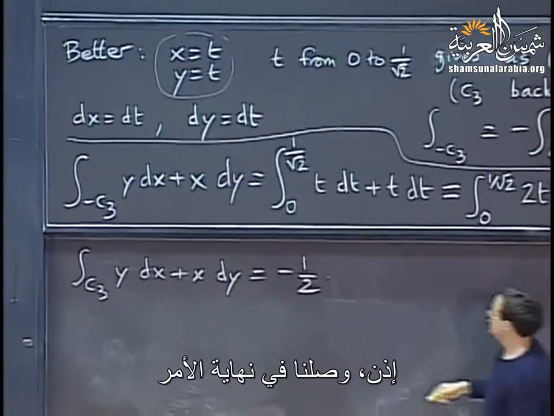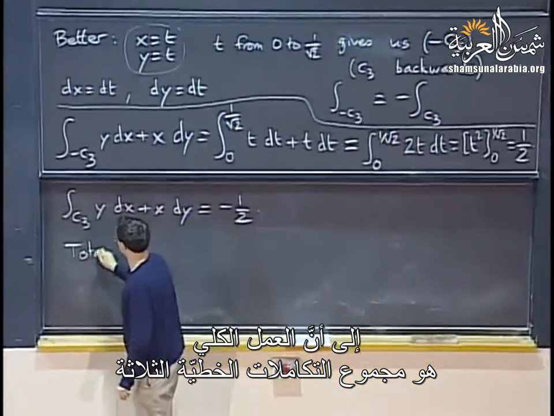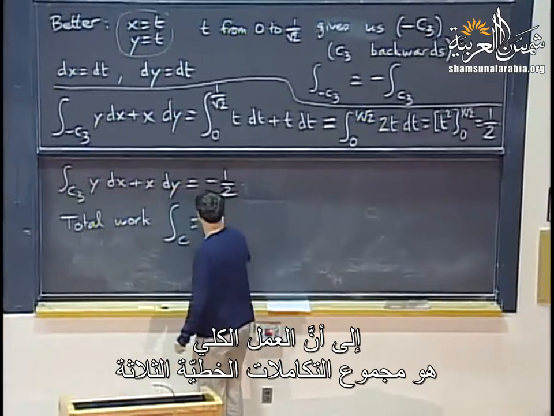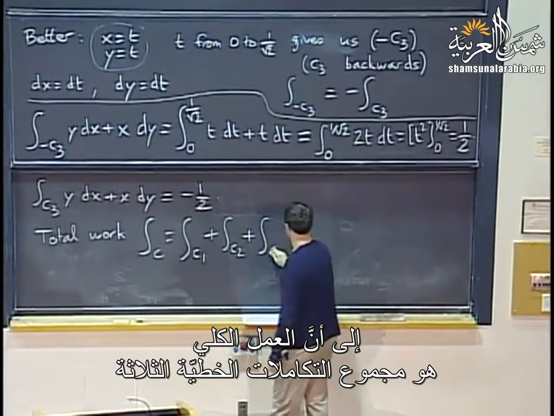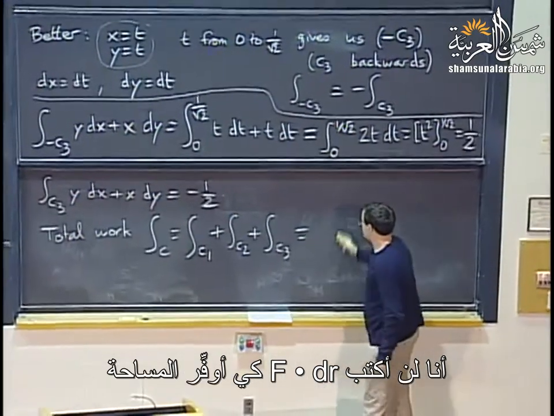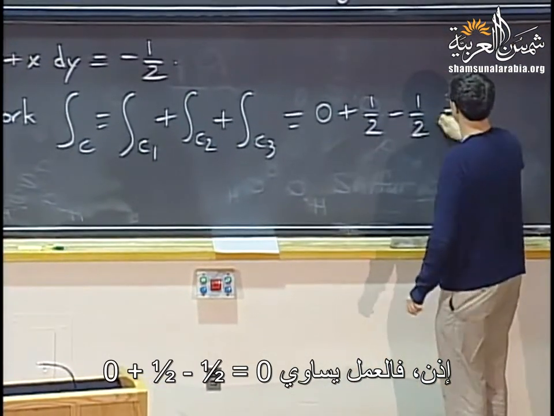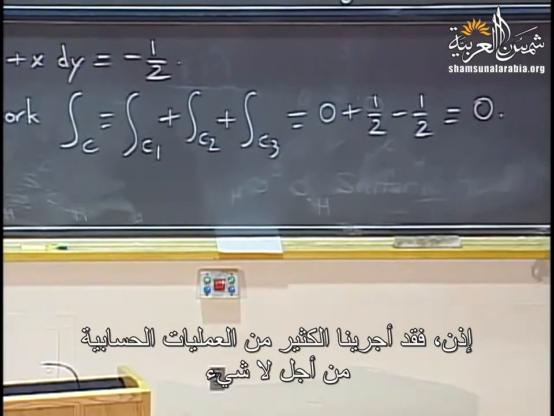So at the end, we get that the total work was the sum of the 3 line integrals. I'm not writing F dot dr just to save space. That's 0 plus 1/2 minus 1/2, and that comes out to 0. So a lot of calculations for nothing.